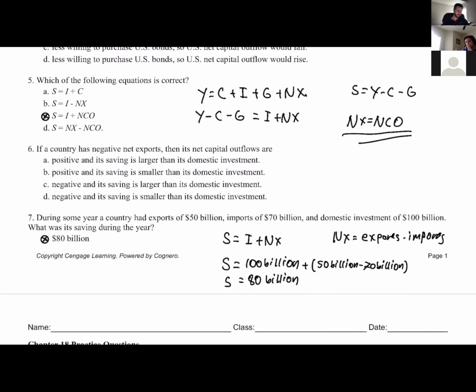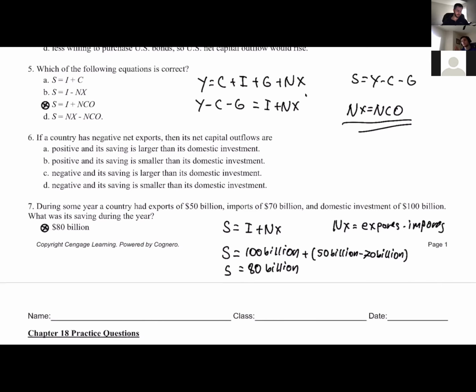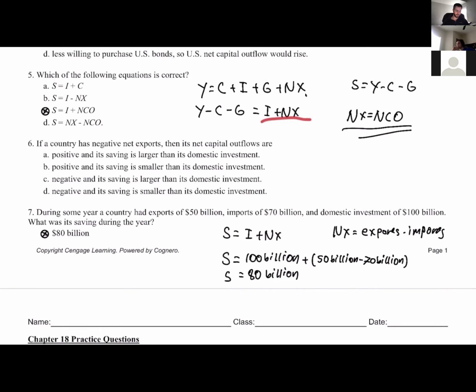Another one is which of the following equations is correct. First, remember the normal equation, Y equals C plus I plus G plus NX. Literally in all 3 chapters, you guys just need to know this equation, which is the aggregate demand equation. It's also the GDP. Very important. However, this is equal to saving: basically, the GDP minus consumption and minus government spending. Here I abbreviated it, and that is equal to I plus NX. And we're basically just setting NX equal to net capital outflow in this case. That's why C is the only answer.